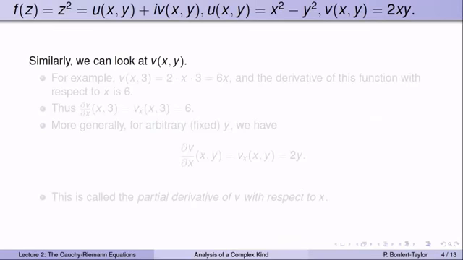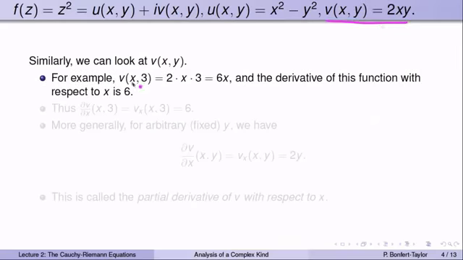We can do the same thing for the function v. V of x, y is the function 2xy. So for example, again, if we fix y equals 3, v of x and 3, we plug in 3 for y, is 2 times x times 3, that's 6x. The derivative of this function with respect to x is 6. And so we would write dv dx of x and 3, or v_x of x and 3 equals 6.